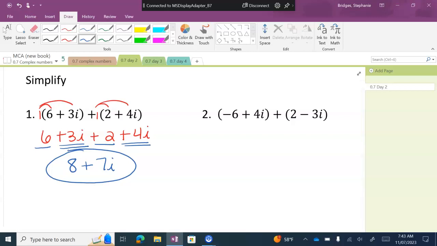Today is real quick and easy. Go ahead and try to. Same thing. We're adding these complex numbers together. You add your real parts with your real parts, your imaginary parts with your imaginary parts.